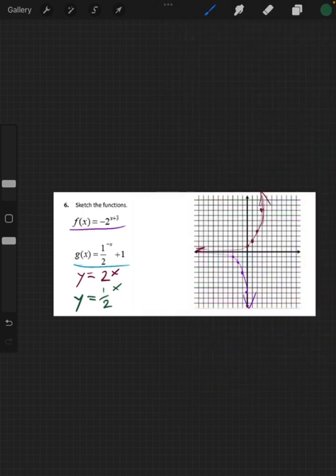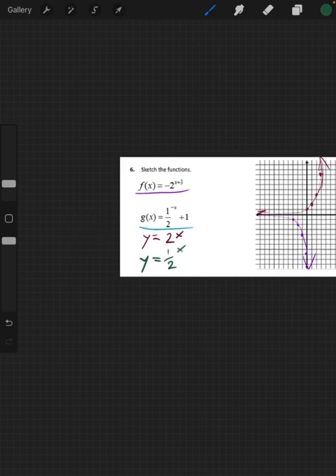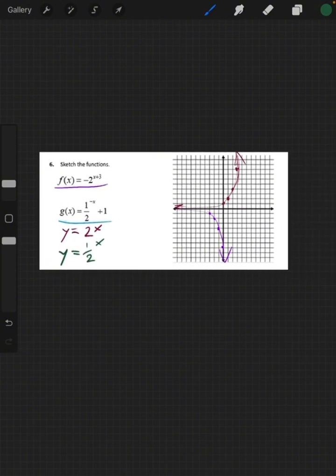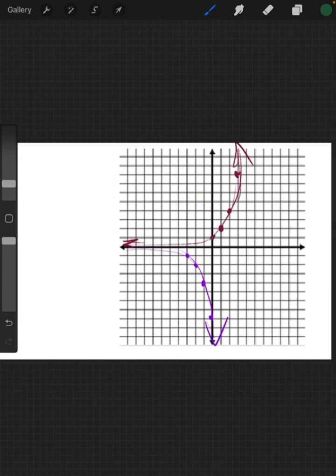Now, let's do our green parent function. So, when it is 1/2, it basically flips over the y-axis. Okay? You understand what I'm saying? It flips it. We're gonna say it flips it. I sound crazy. But, yeah.